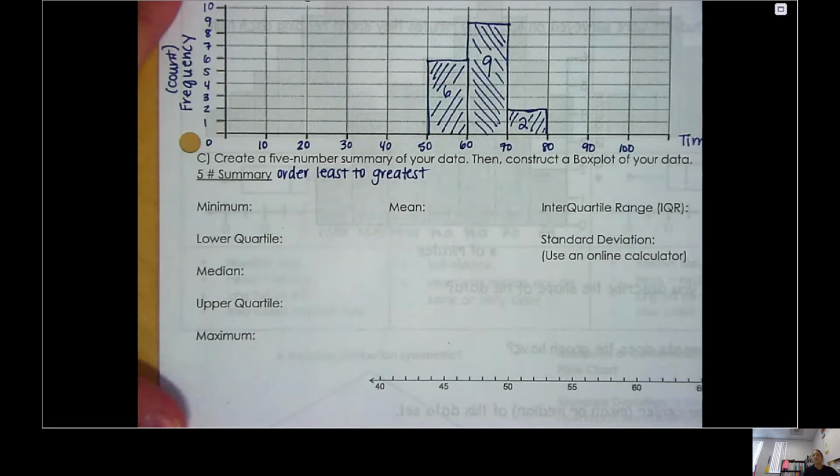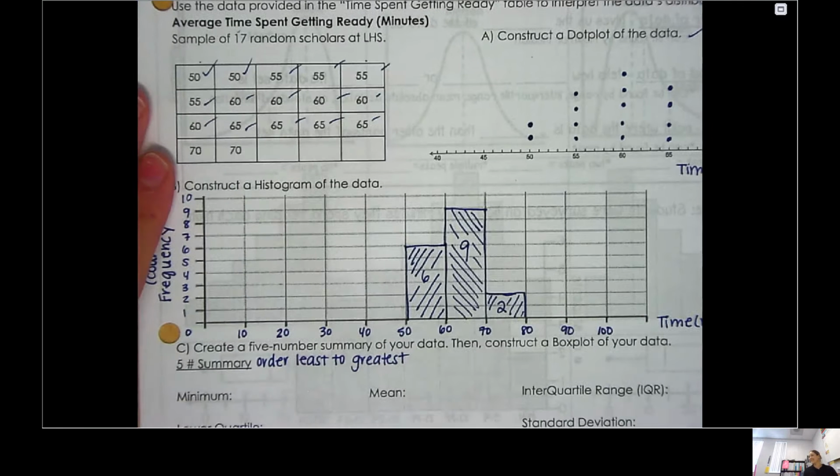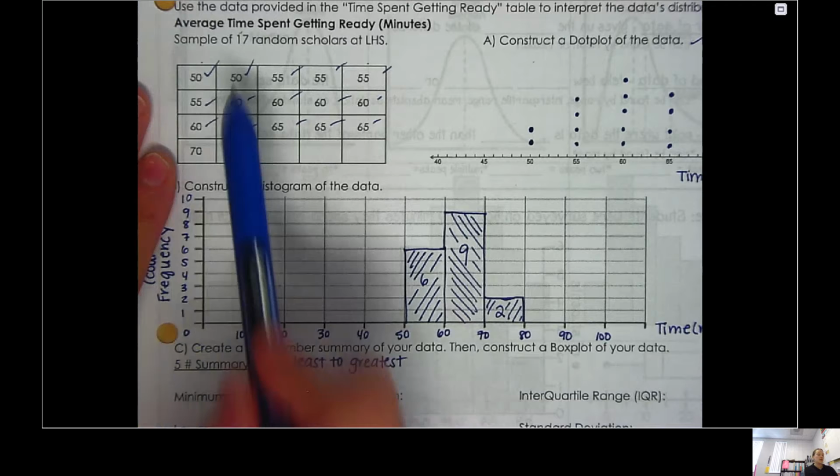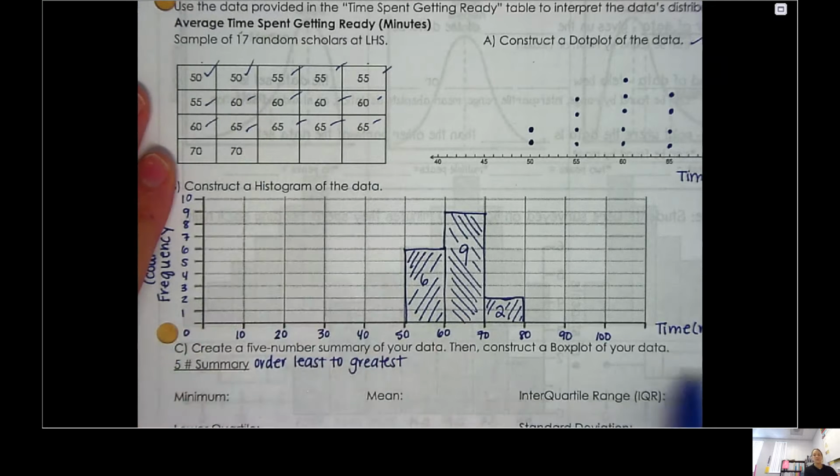Okay, now here's what I'm going to do. I'm going to take this data up here. It is already in order for you. I tried to be nice for the first one. I would like you to copy that data in order from least to greatest in a straight line. One straight line. So take a second, copy that data in one straight line, wherever you've got some space.